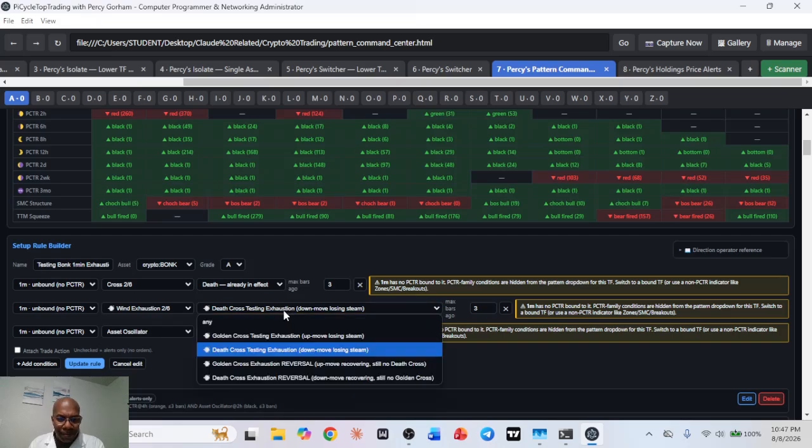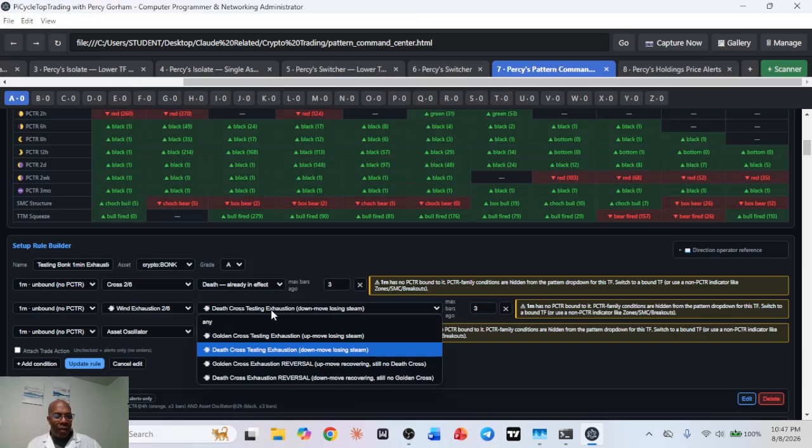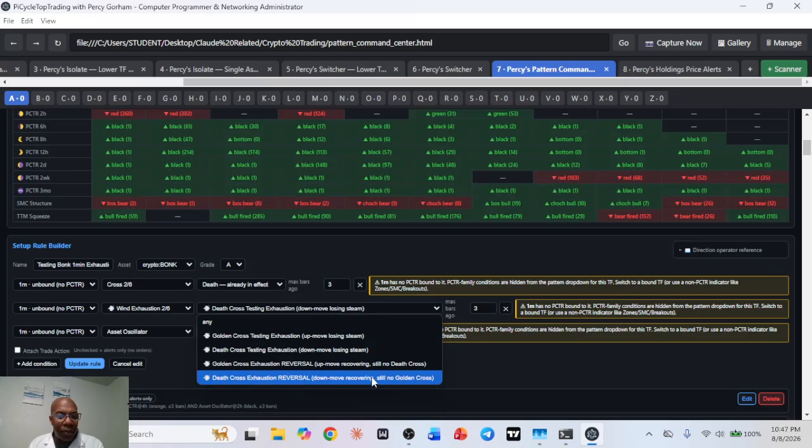Let's see. Down move, losing steam. It's nice. Now, if it was cutting up and then it went back down, then I can put in the death cross reversal. Down move, recovering, still no golden cross, right? So it went up and started going down, it was going down, it went up and started going down. Like that is a beautiful pivot.